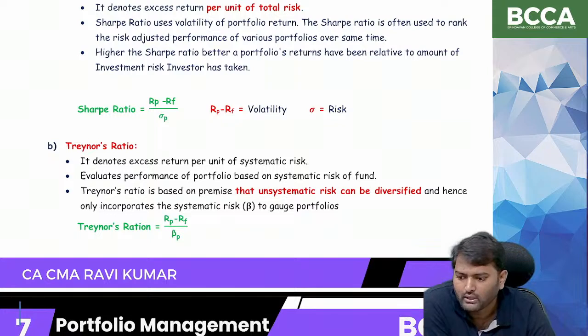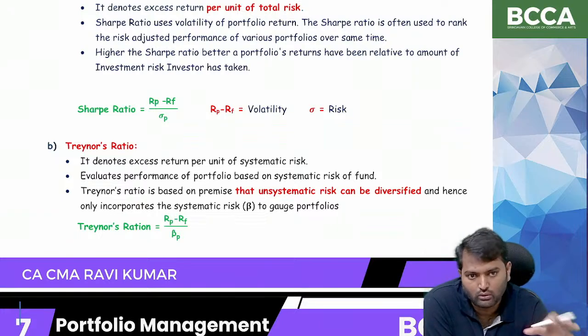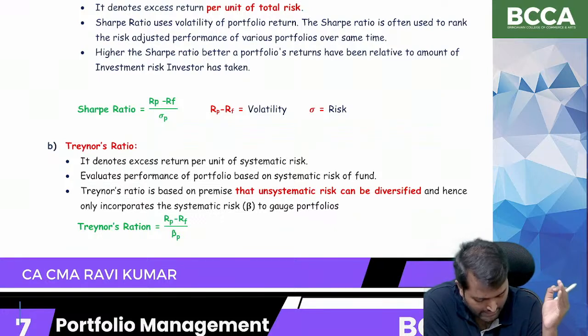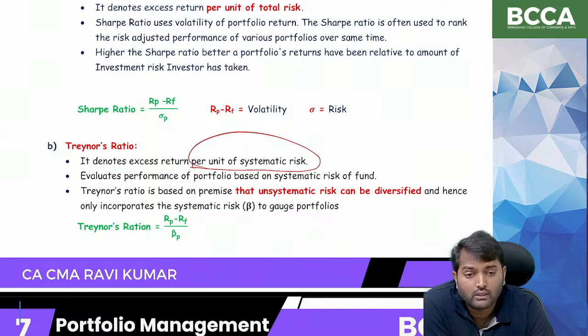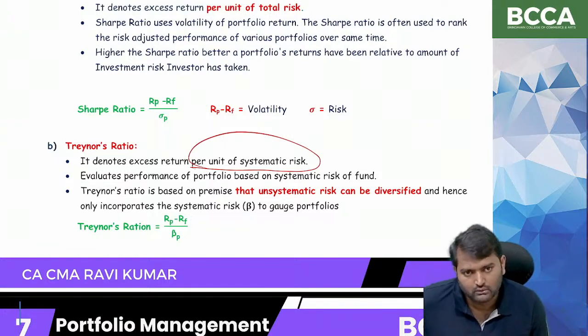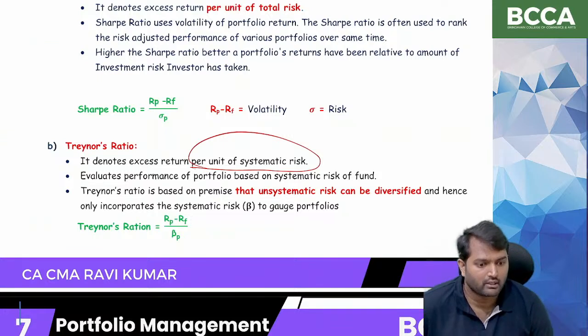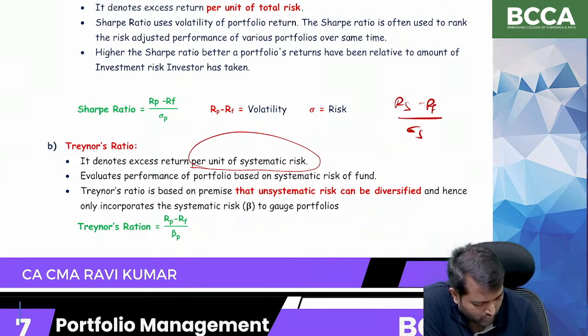Okay. Treynor's ratio. What is the Treynor's ratio? Simple. Sharpe ratio denotes excess return per unit of total risk. But whereas Treynor's ratio denotes excess return per unit of systematic risk. The formula is RP minus RF divided by beta P. If it is a portfolio, the formula is RP minus RF divided by beta P. If it is a security, then for Sharpe ratio our formula will be RS minus RF divided by sigma S. What about Treynor's ratio? RS minus RF divided by beta S.